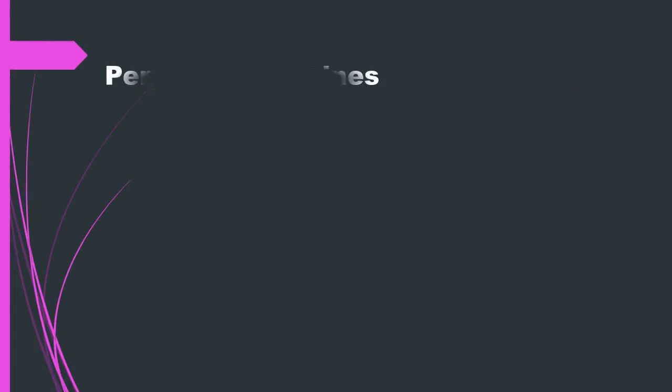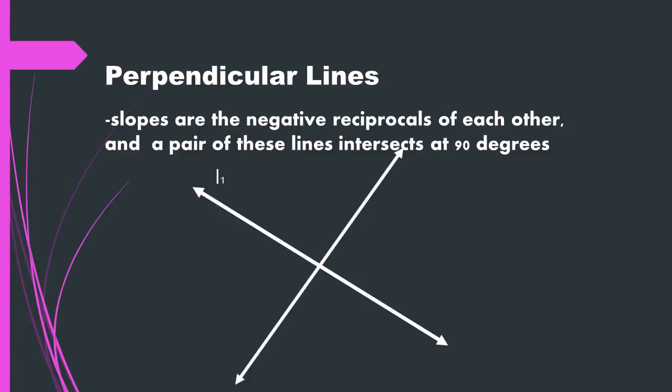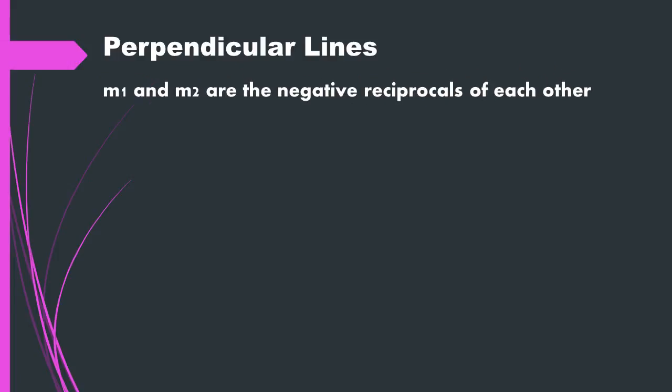Now, let's talk about perpendicular lines. For perpendicular lines, the slopes are the negative reciprocals of each other, and a pair of these lines intersects at 90 degrees. For example, line 1 and line 2 are perpendicular lines. So for perpendicular lines, M1 and M2 are the negative reciprocals of each other.